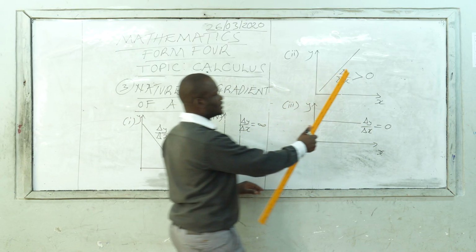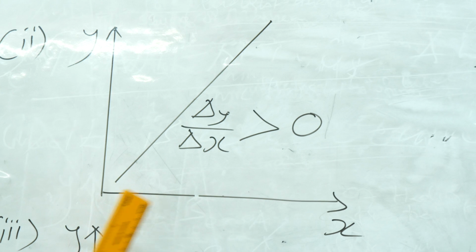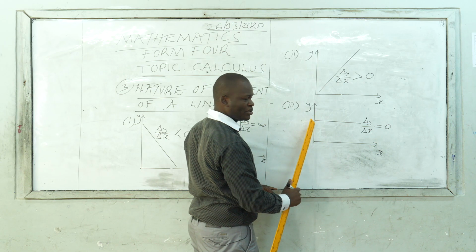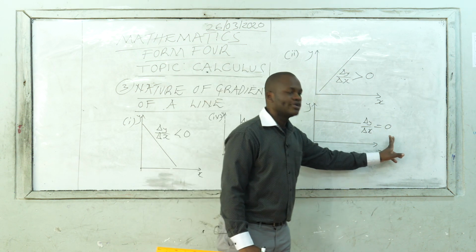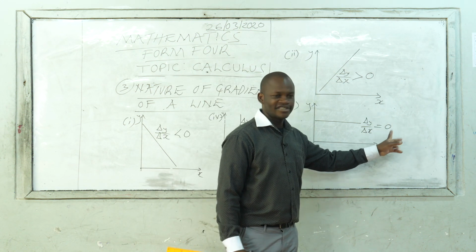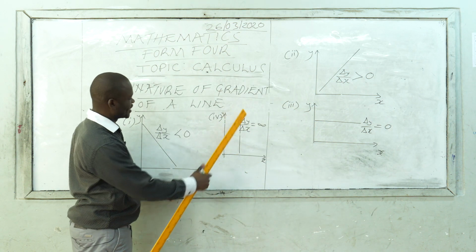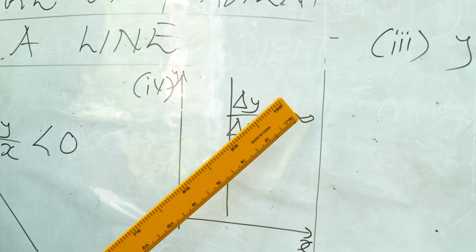A line sloping downwards from right to left will have a positive gradient. A line which is horizontal will have what? A gradient whose numerical value is 0. Lastly, a line which is vertical will have a gradient which is undefined or infinite.